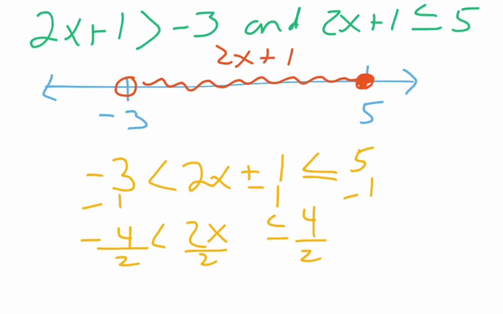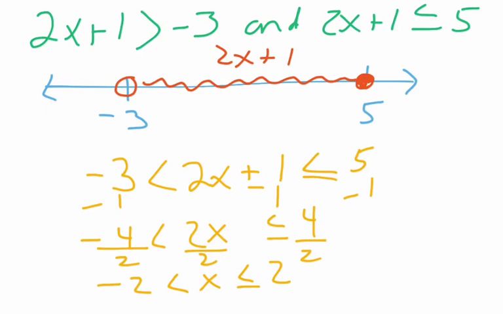Negative 4 divided by 2 is negative 2. 2 divided by 2 is 1, leaving us with the x, and 4 divided by 2 is 2. You might have noticed I was a little bit slow in putting my equal sign there. Just be careful. It's easy to drop that. You just watched me drop it, so be careful. And then that's the end of the problem. So x is between negative 2 and 2.